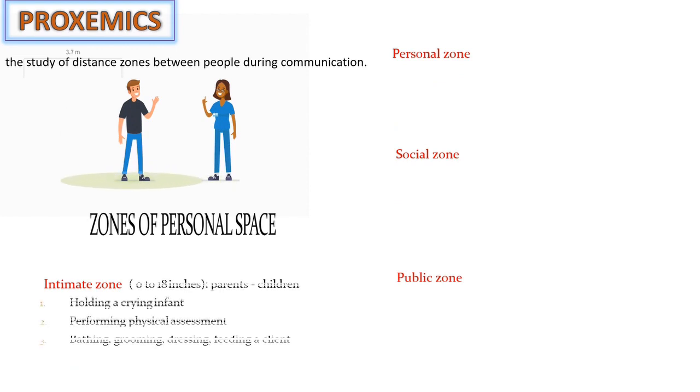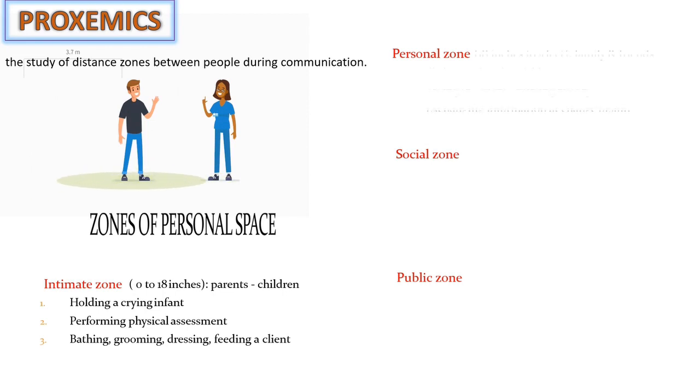When we speak of the intimate zone, this is about 0 to 18 inches and is usually utilized in the parent-to-child relationship. But this is also necessary for nurses for holding a crying infant, when doing a physical assessment, and when you are about to bathe, groom, dress, and feed the patient. The intimate zone is important for us.